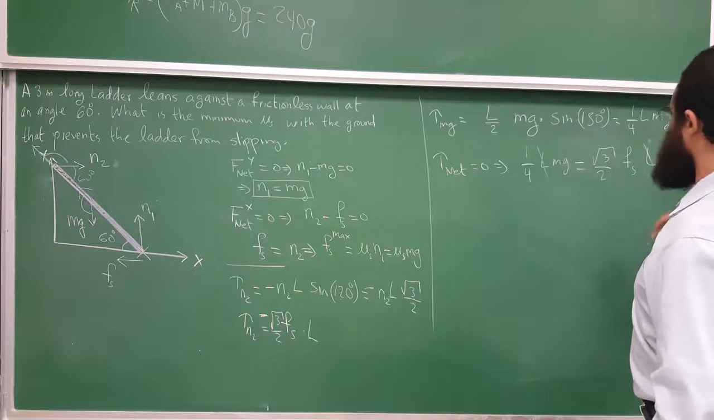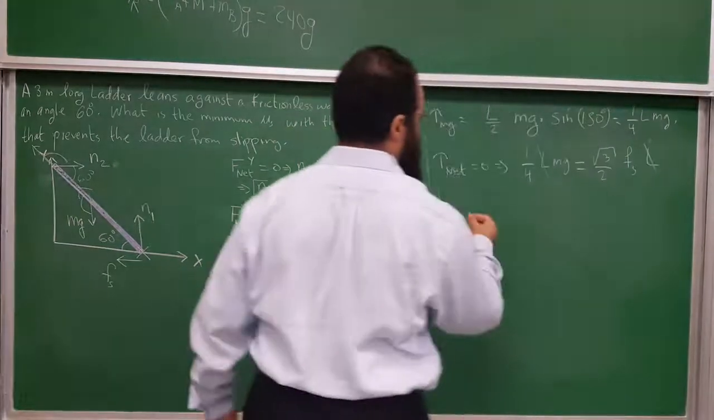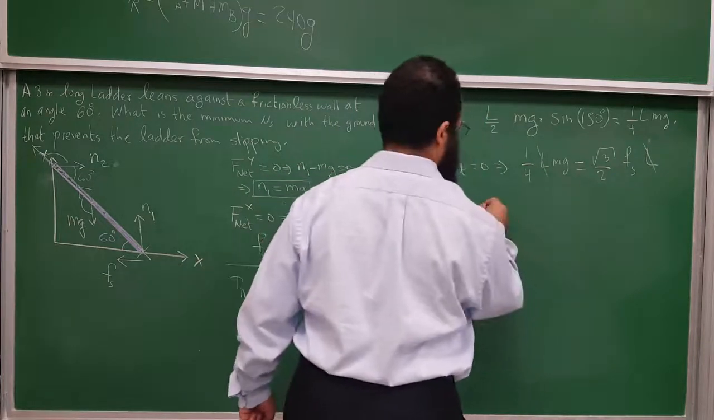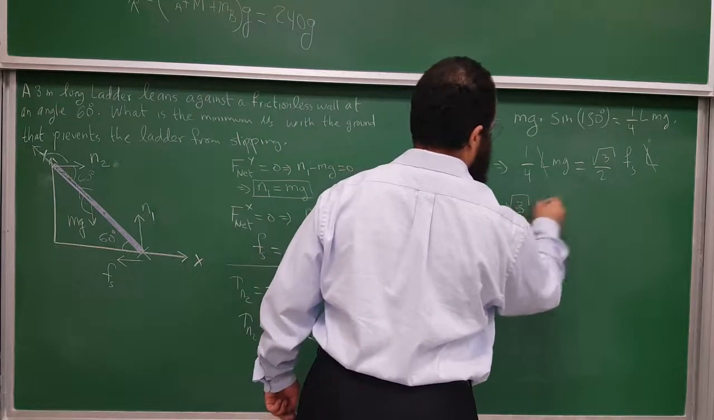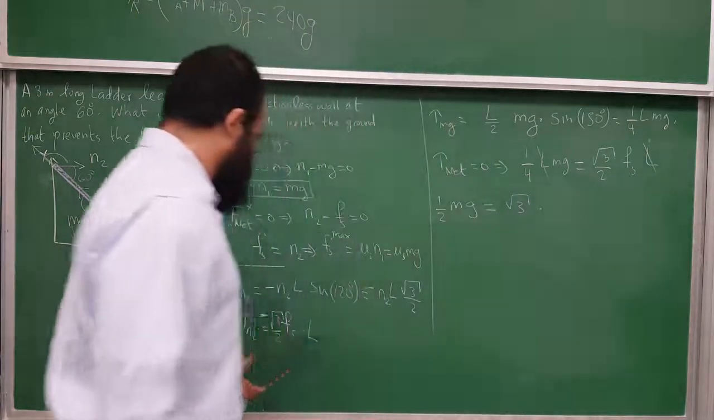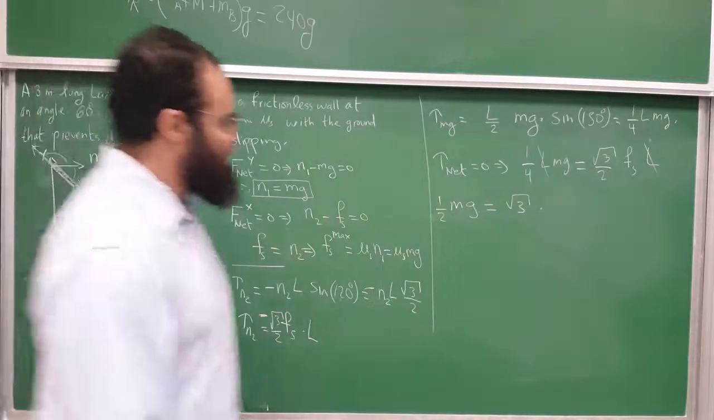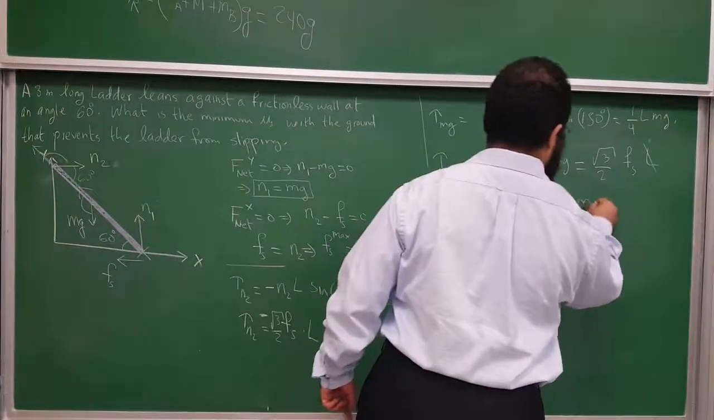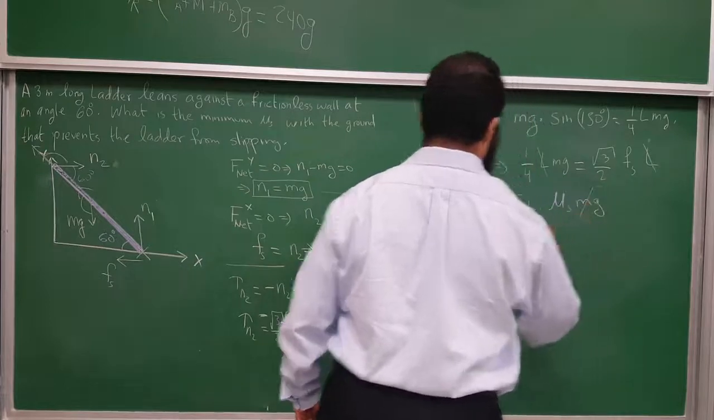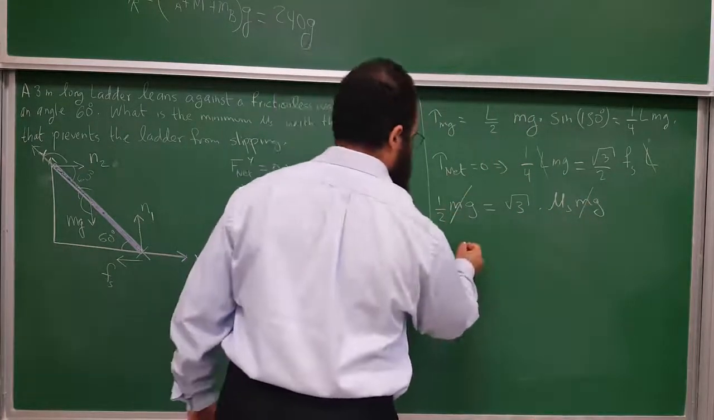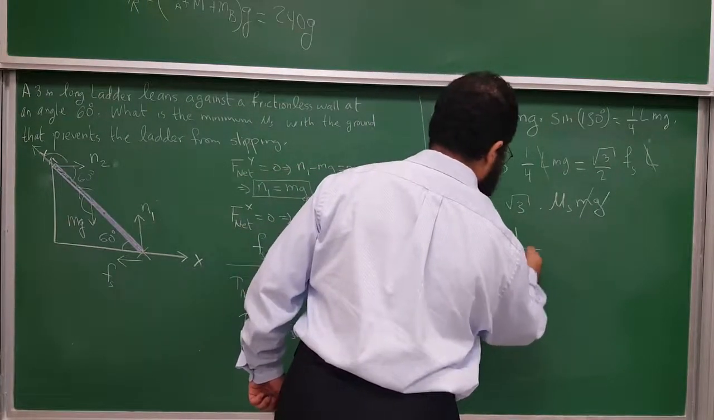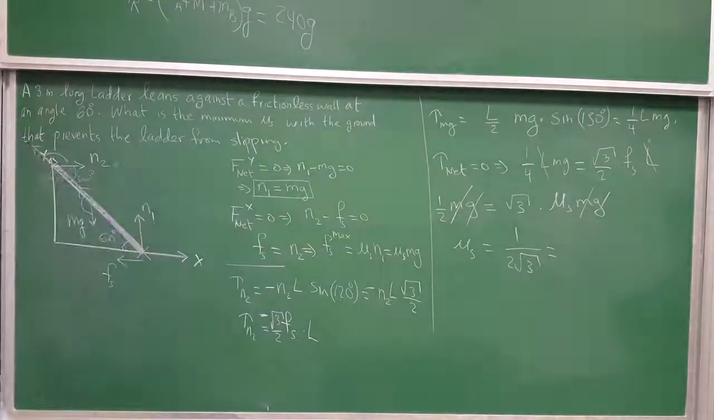So the L cancels, and so here I would have mg over 2, multiply both sides by 2, will equal radical 3 times the force of static friction, but the maximum force of static friction that I can have is mu s times mg. And so, oh, and gravity also cancels. So mu s will equal 1 over 2 times radical 3, which is 0.288.